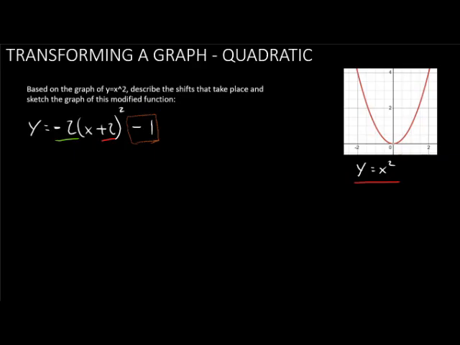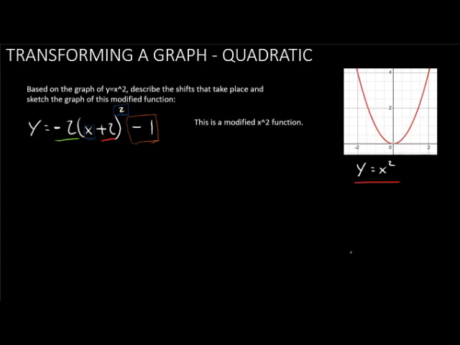I do want to point out that we are starting with x squared because this function has an x inside the parentheses and a square above the parentheses. Effectively, this is a heavily modified version of x squared.